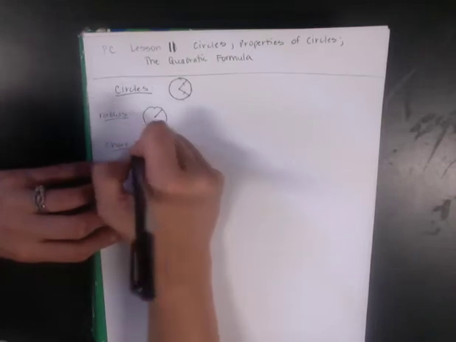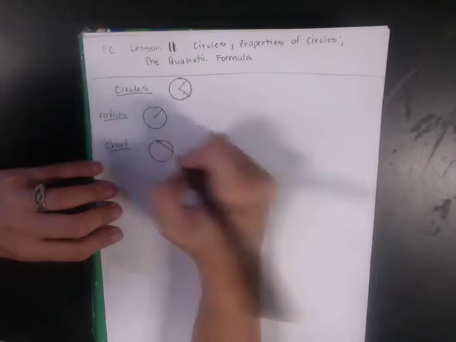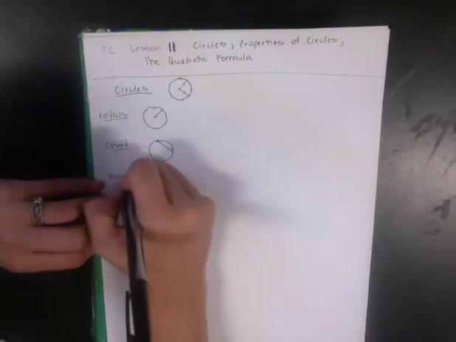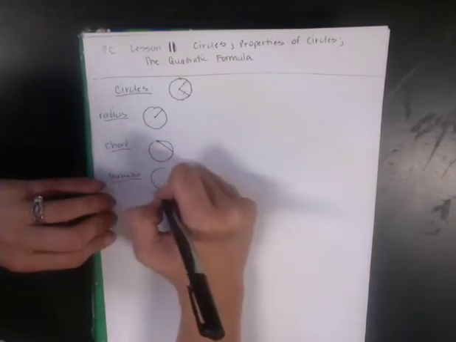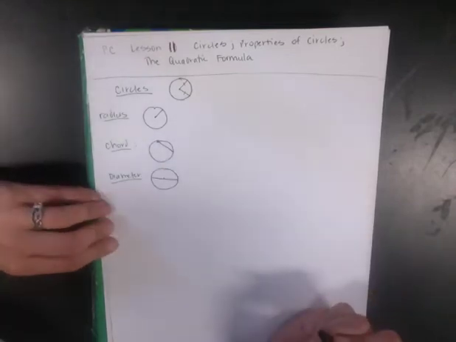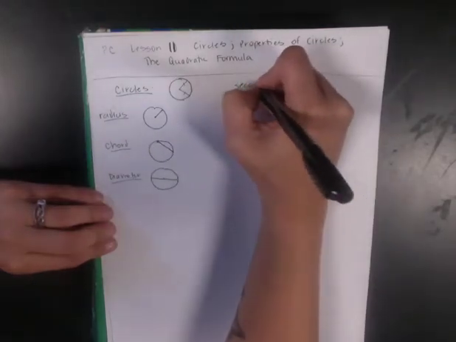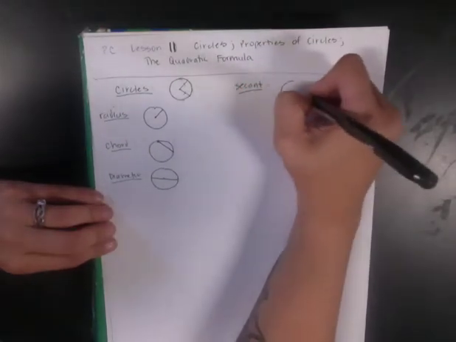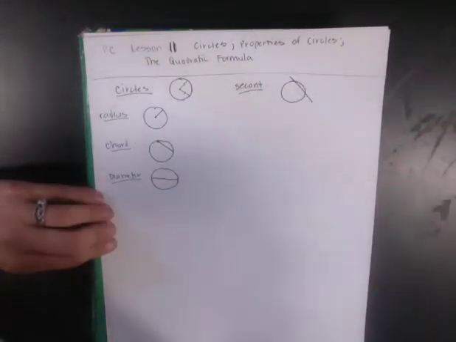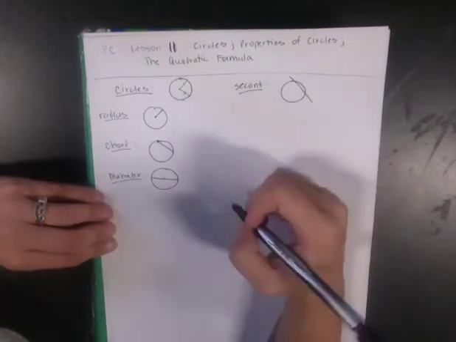A chord is a segment that connects one point on the circle to another. Now, the diameter is a chord that passes through the center. That is our diameter. Okay? A secant line is any line that intersects at 2 points. Could be that. Okay, we'll see a lot of different versions of a secant.